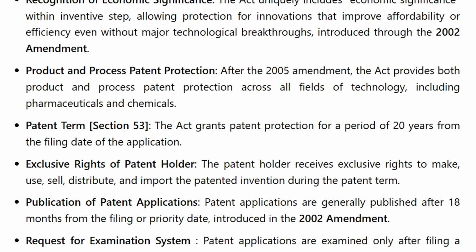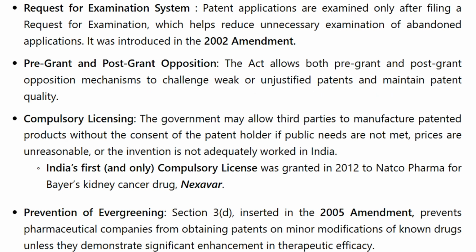Exclusive rights of patent holder. The patent holder receives exclusive rights to make, use, sell, distribute, and import the patented invention during the patent term. Publication of patent applications. Patent applications are generally published after 18 months from the filing or priority date, introduced in the 2002 amendment.